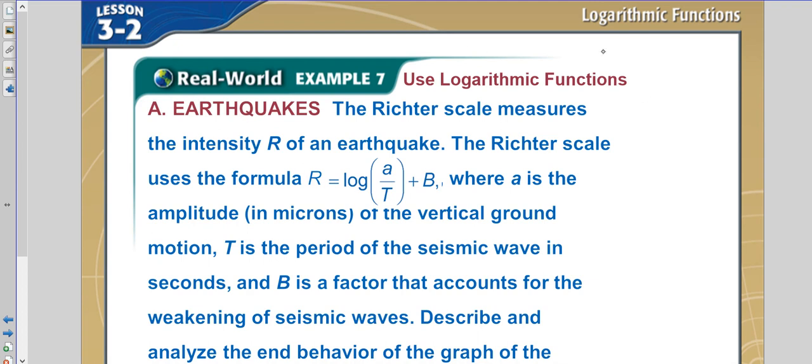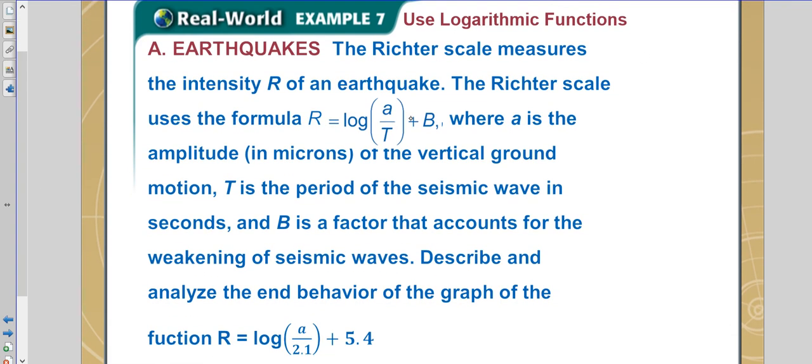We're going to use logarithmic functions to solve real-world problems. Earthquakes, whether you knew it or not, are measured using a logarithmic function. They call it the Richter scale, and here's what the equation looks like. R is the intensity of the earthquake. Then here's the rest of the equation, where A is the amplitude, T is the period of the seismic wave in seconds, and B is the factor that accounts for the weakening of seismic waves.